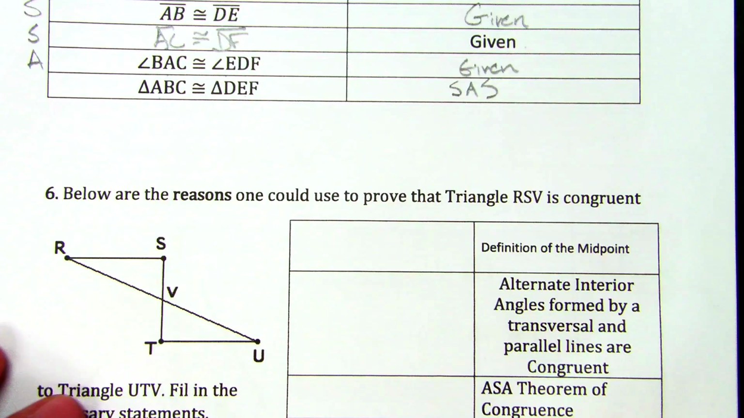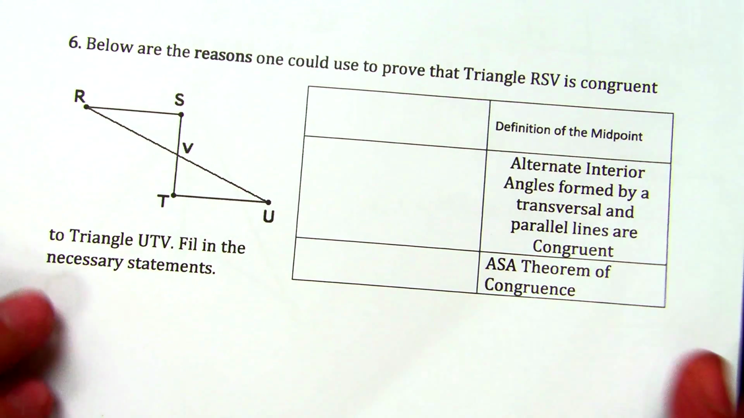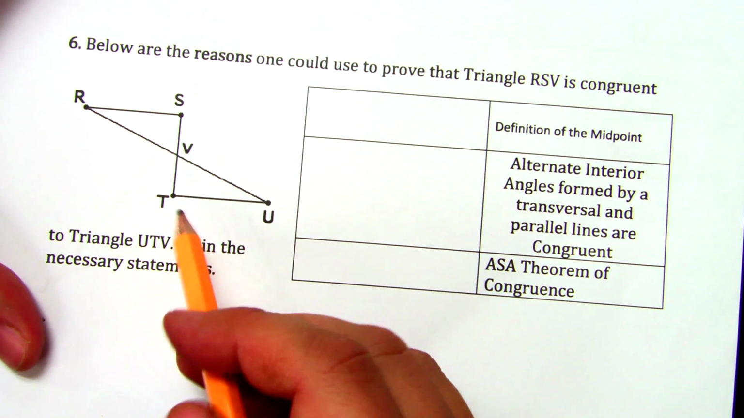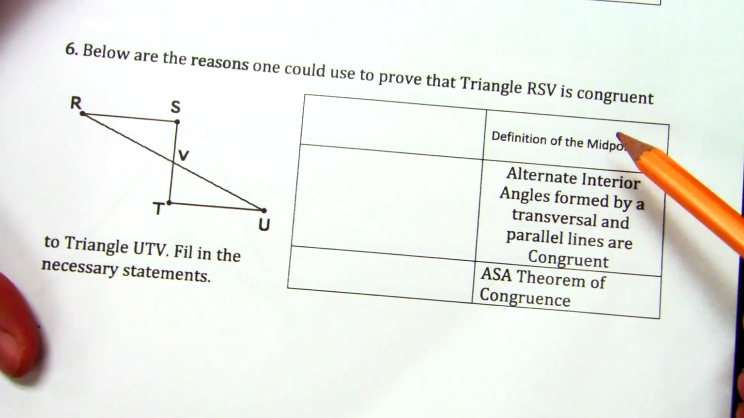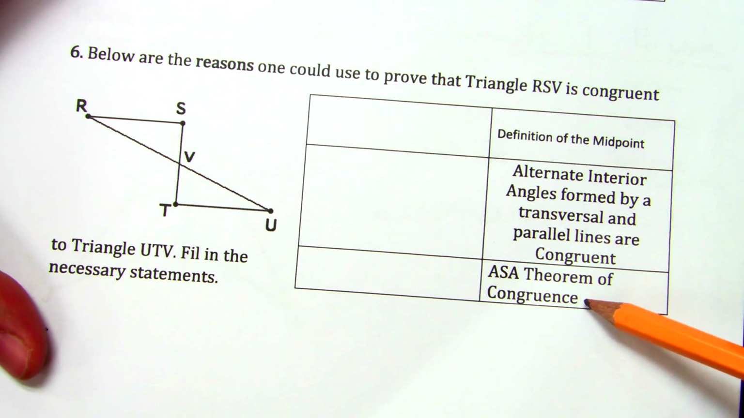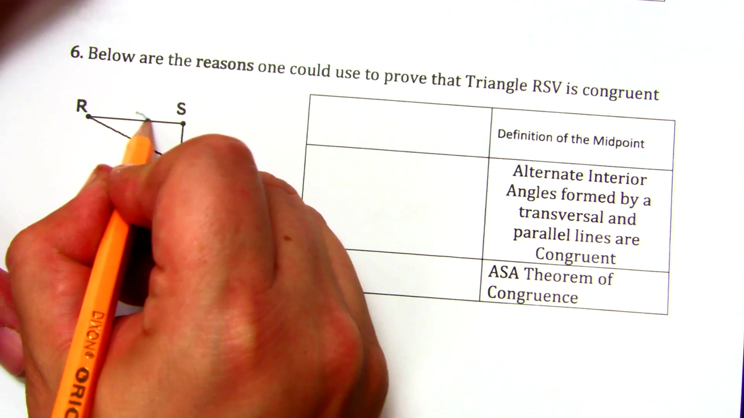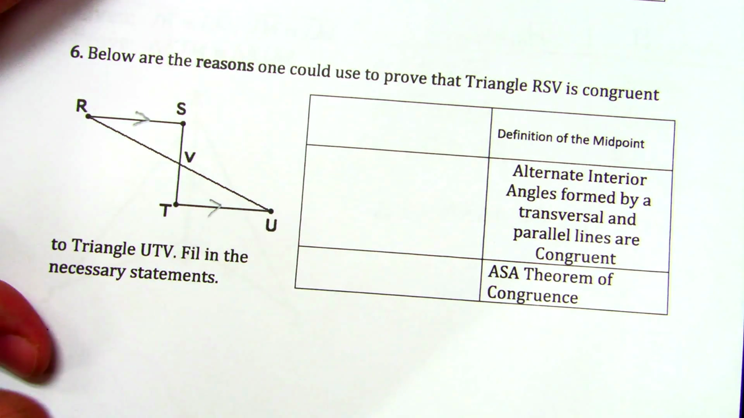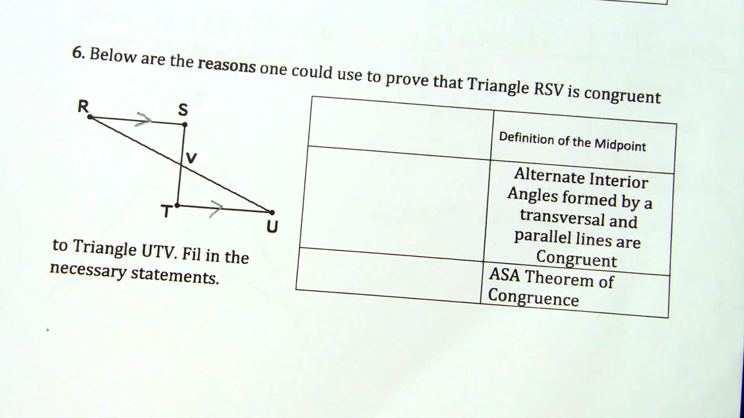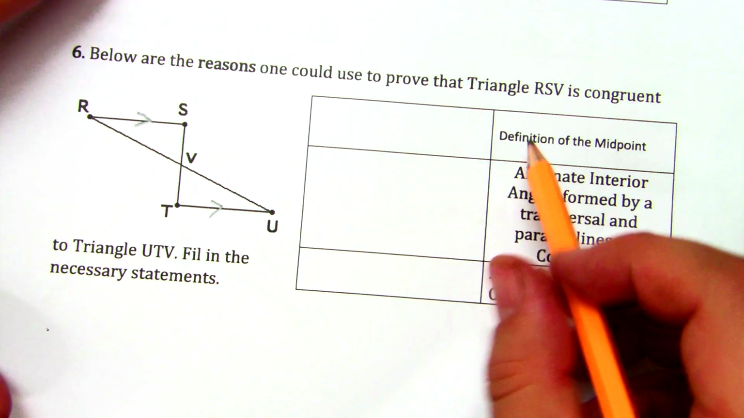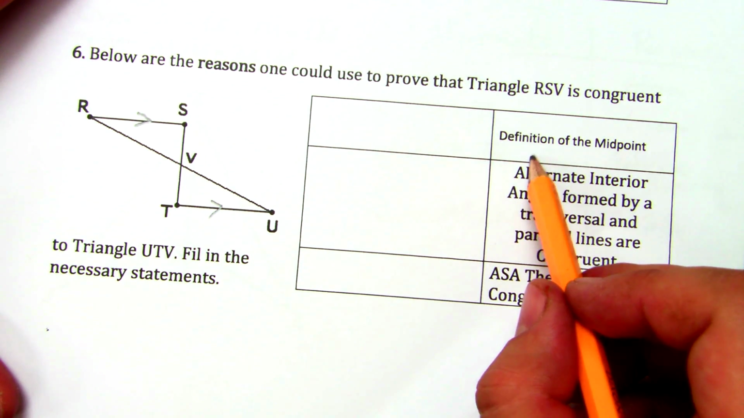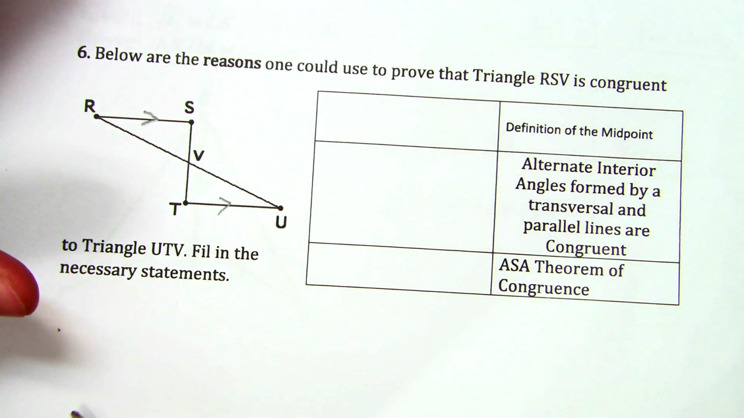Let's look at this last one here. Yeah, this one's interesting too. Below are the reasons. So this one, they've given you all the reasons. And I think one thing that you're supposed to know is that RS and TU are parallel. Yeah, I'm not going to do this one because I don't like the way it's set up. All right, so that's enough for now.